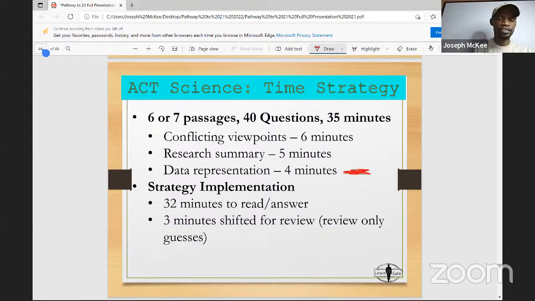So in a sense, when they say 5 minutes remaining on the reading and the science section, you really will still be into the answering period. So you'll have about 2 minutes of that 5 minutes where you're going to be winding down your answers. And then the final 3 minutes you will use to review those questions that you have guessed on.